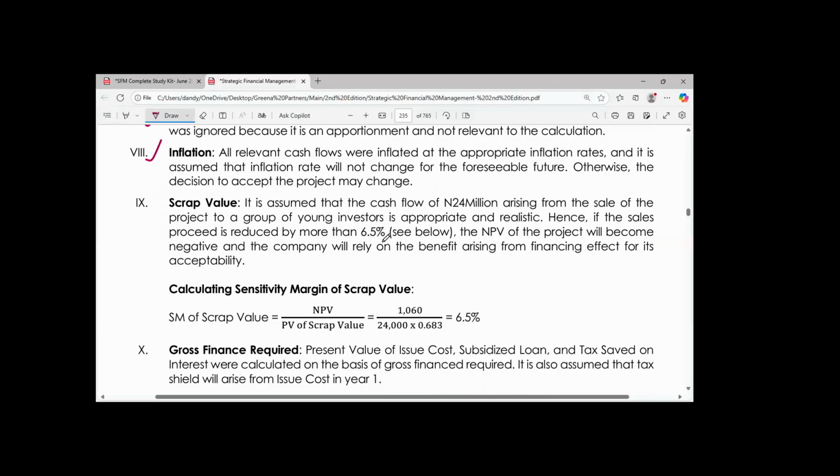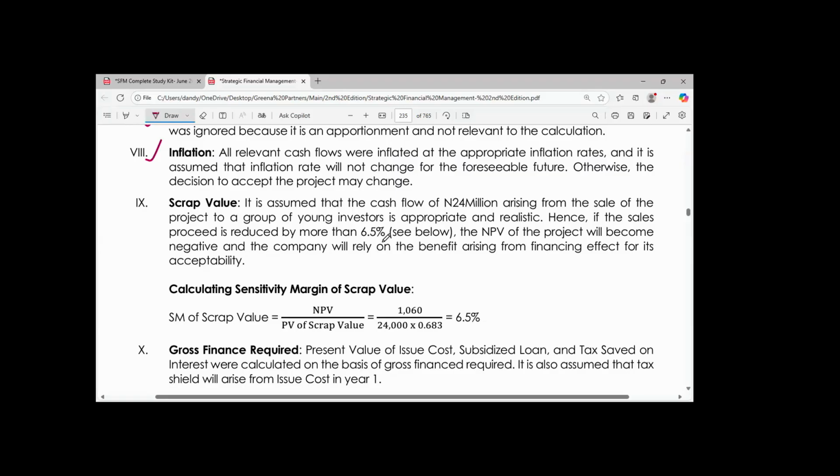Hence, if the sales proceeds are reduced by more than 6.5%, I need to go and calculate the sensitivity margin of scrap value. What I'm trying to explain here is that our assumption is that once the project is completed, it will be sold to a group of young investors for 24 million naira. So our assumption now is that 24 million naira will be earned after year 4. But what if the 24 million naira drops by a specific percentage? Can the project still be valid?